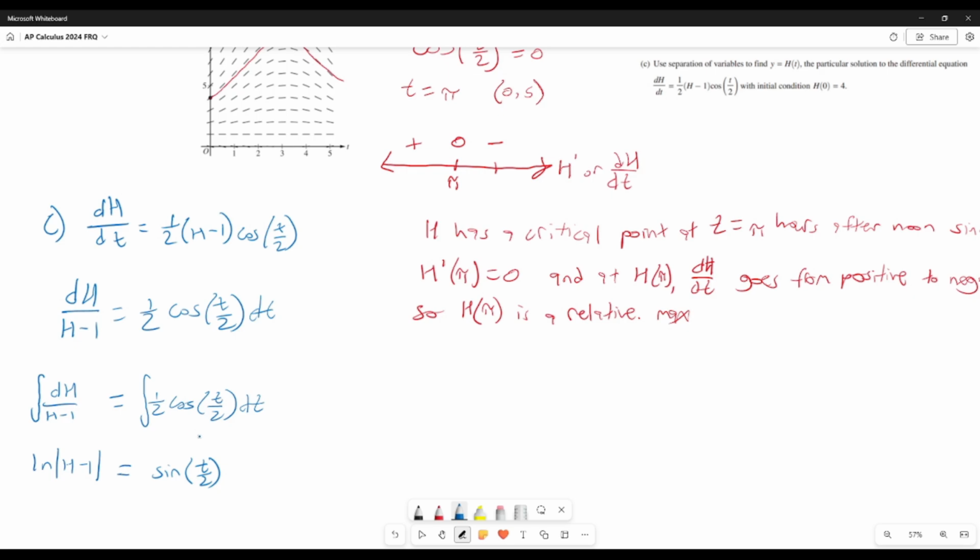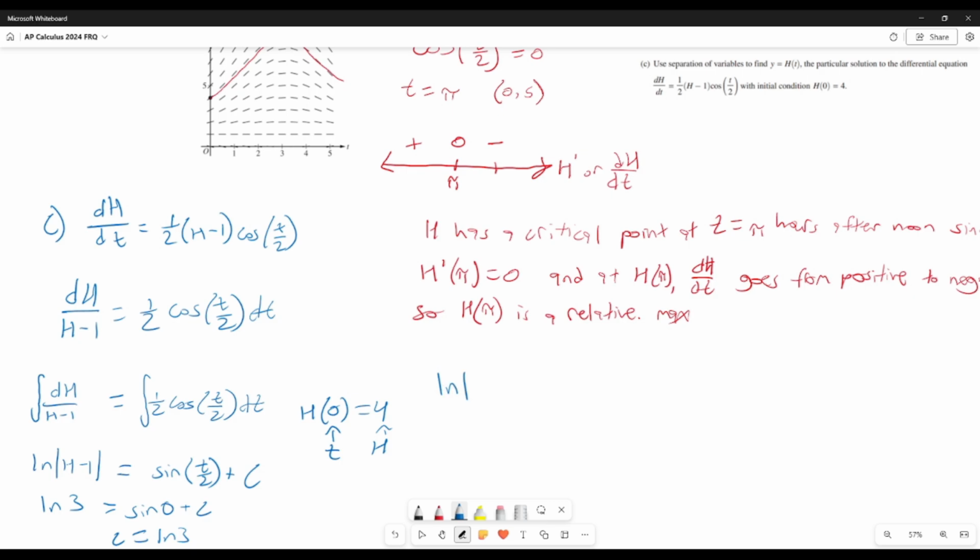If we let u equal t over 2, our du is obviously going to be 1/2 dt. So that solves pretty well. Remember to add our constant of integration. And we're given the initial condition h of 0 equals 4. Now this means that t is going to be 0 and h is going to be 4. So this is natural log of 3 once we plug in our 4 minus 1, and that is going to equal sine of 0, which is just 0, plus c, which means c is the natural log of 3.